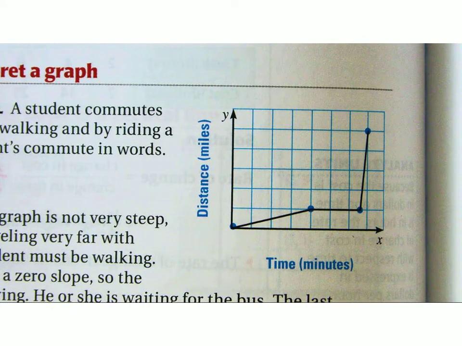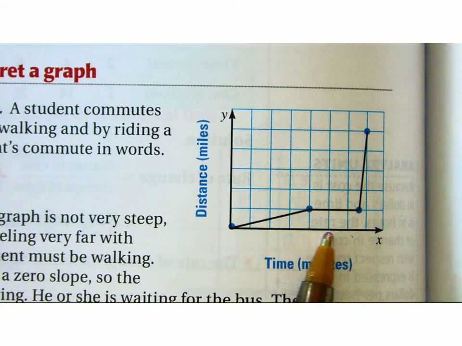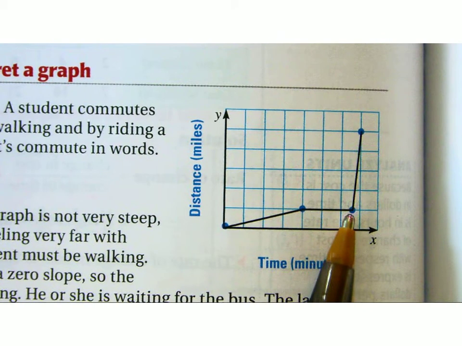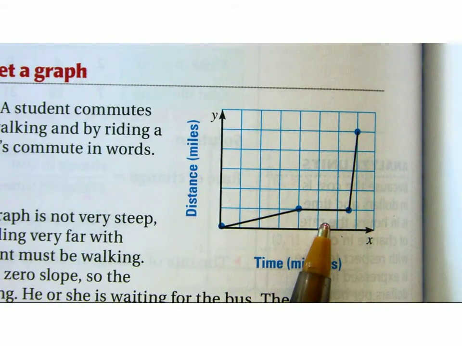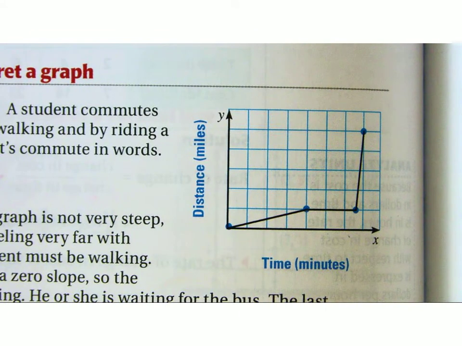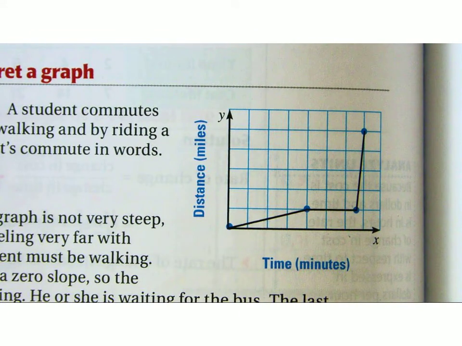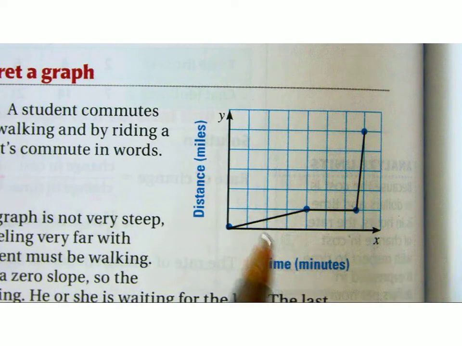How long was she waiting? I don't need numbers to figure this out on the graph. 2 2/3. She was waiting for 2.5 minutes. How long did it take her to get to the bus stop? 4 minutes, right?